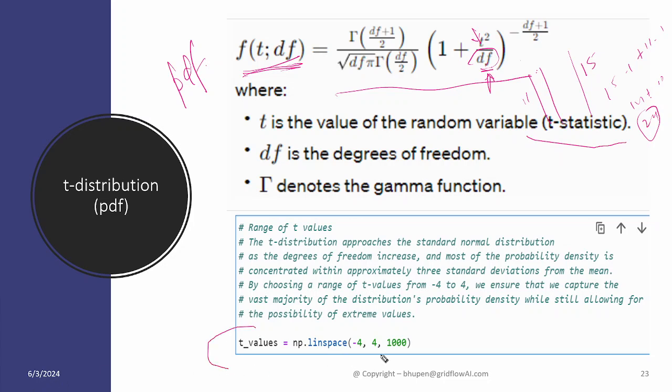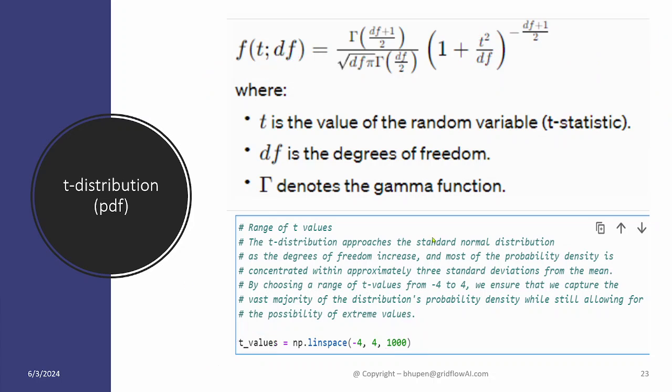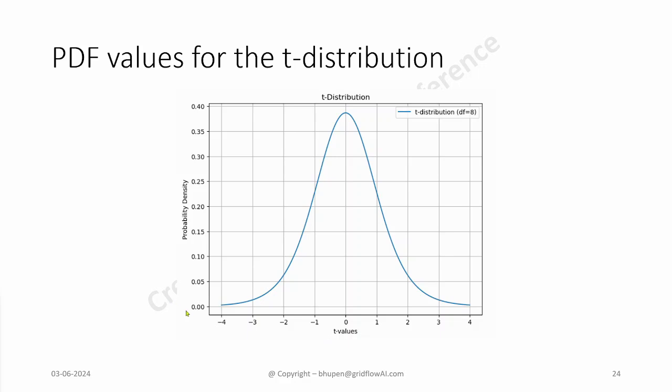So I'm going to simulate a bunch of t-statistics, let's say from 4 standard deviations on the left-hand side to 4 standard deviations on the right-hand side, and we will simulate 1,000 points in between. For each t-statistic, we will generate a PDF. This is the formula that I'm going to use to generate the PDF. So this is my PDF for the values of the t-statistic between -4 and +4 standard deviations, and these are my probability density values.